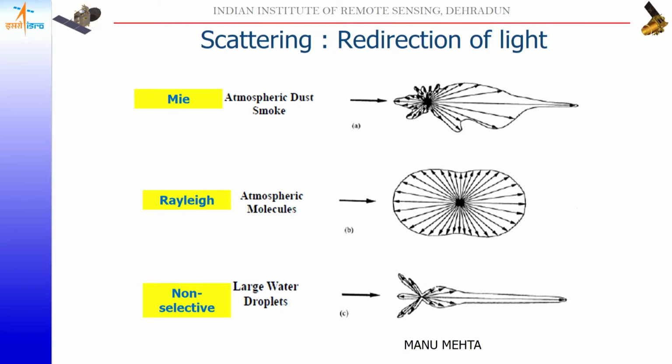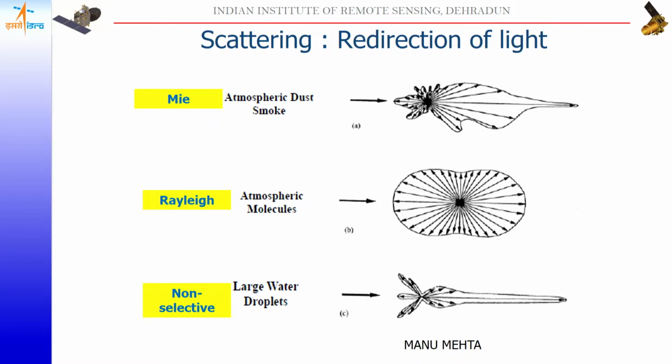So in elastic scattering, there are three forms: Rayleigh, Mie, and non-selective. If you go to inelastic scattering, that means the wavelength of scattered light may be different from that of the incoming light. That becomes inelastic scattering. Raman scattering is one such form. So here I am restricting my discussion to elastic scattering. That means Rayleigh, Mie, and non-selective scattering.